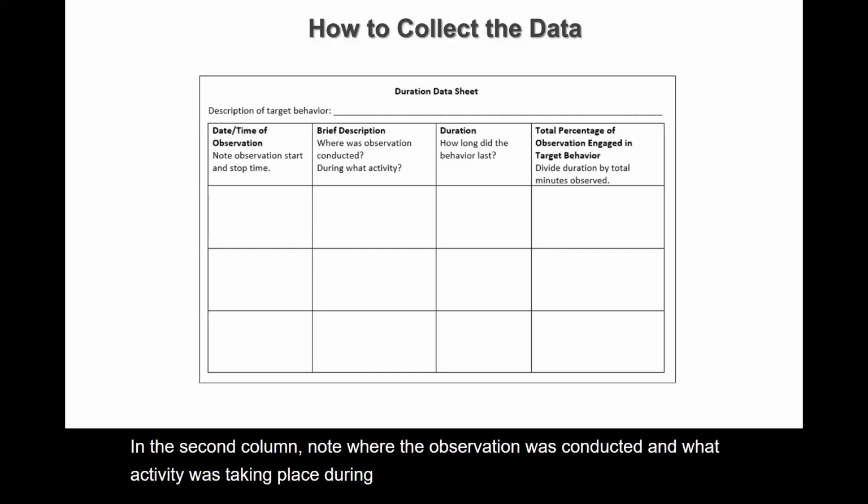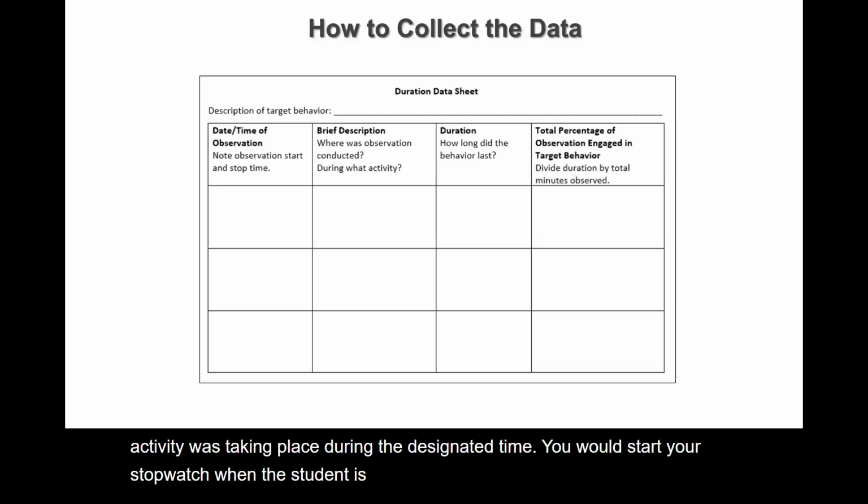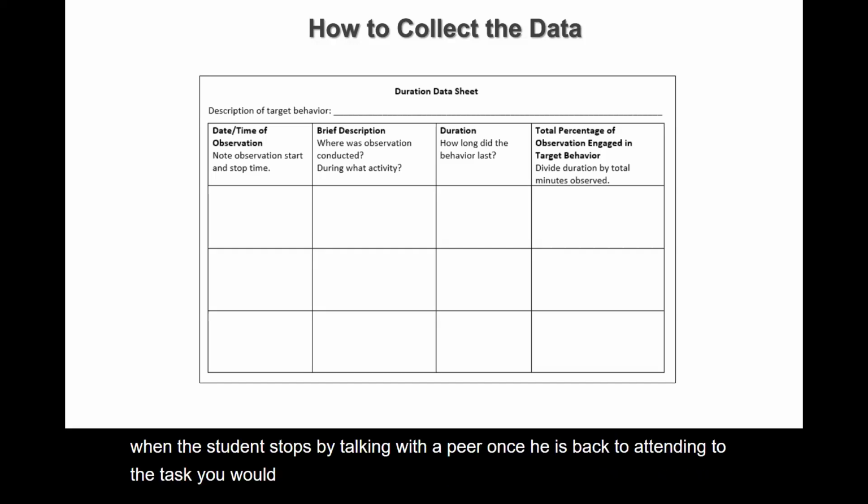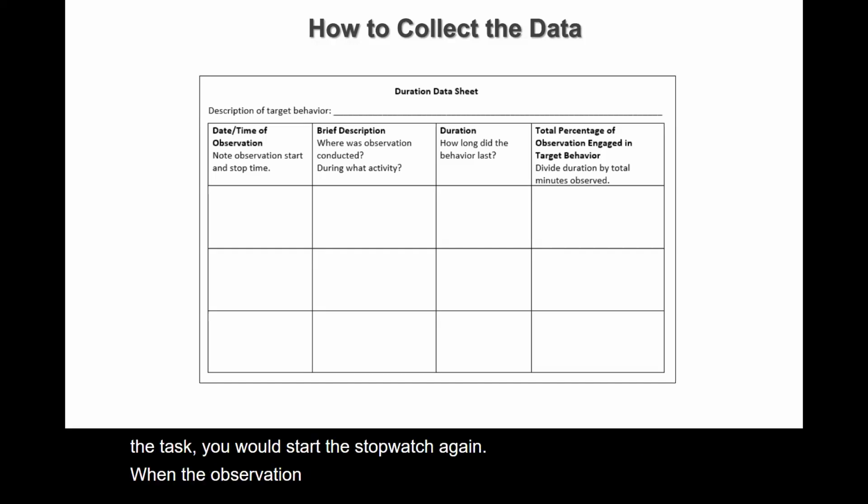During the designated time, you would start your stopwatch when the student is attending and stop it, but don't clear it out, when the student stops by talking with a peer. Once he is back to attending to the task, you would start the stopwatch again. When the observation is complete, write the total time in the duration column.